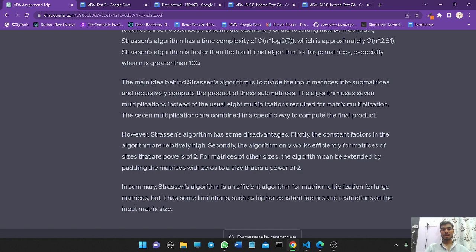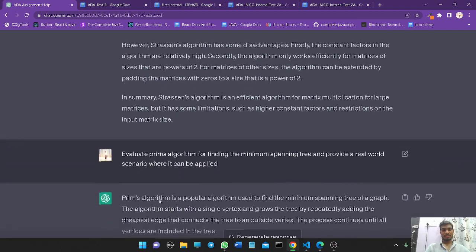For matrices of other sizes, the algorithm can be extended by padding the matrix with zeros to a size that is a power of 2. In summary, Strassen's algorithm is an efficient algorithm for matrix multiplication of larger matrices, but it has some limitations such as a higher constant factor and the restriction on the input matrix size.